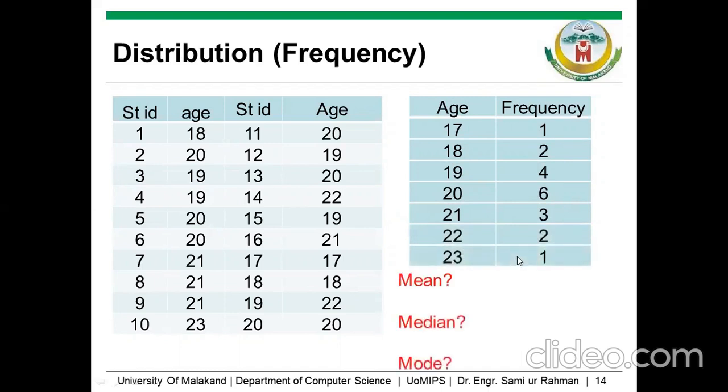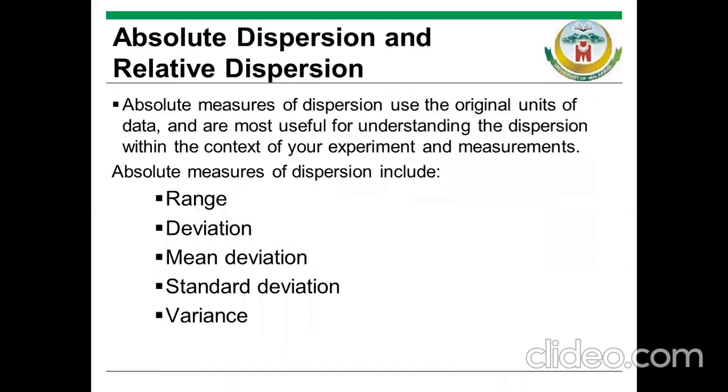Okay, so now here we can calculate the mean, median, and mode. Mean would be the average value, median is where we sort the values and the middle value will be the median, and for mode, let's say the age 20 has occurred 6 times, so the mode is 6. Okay, now the next points are absolute dispersion and relative dispersion.